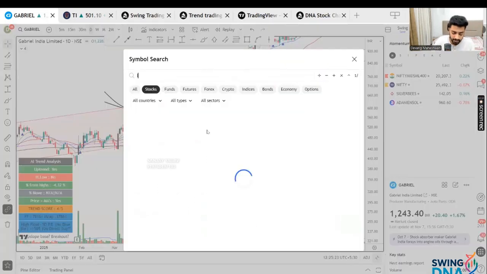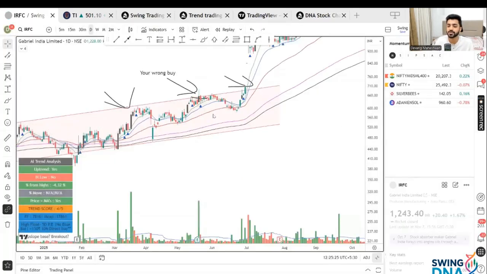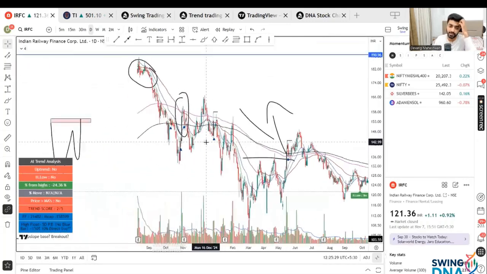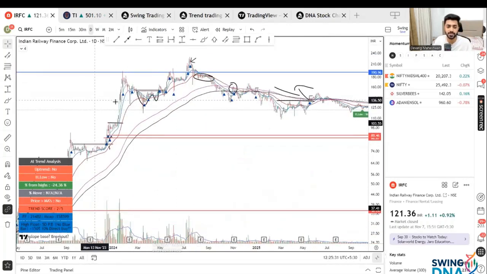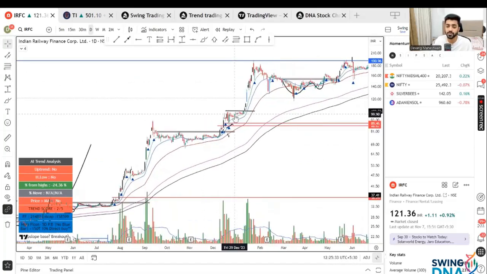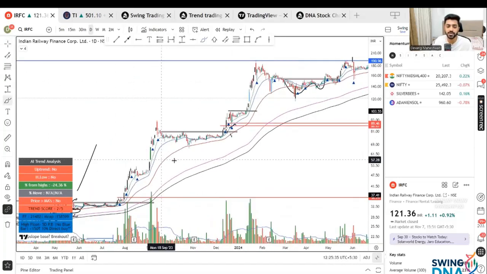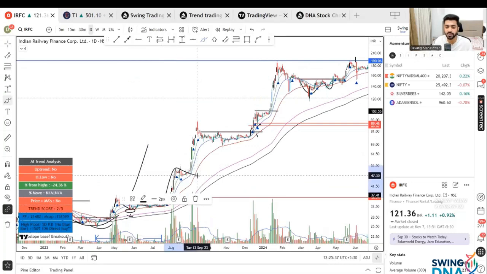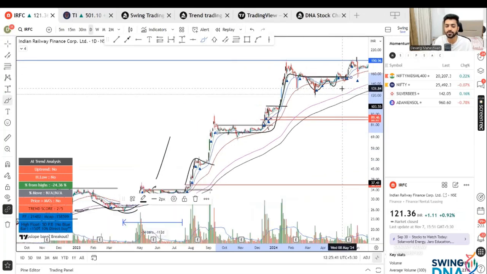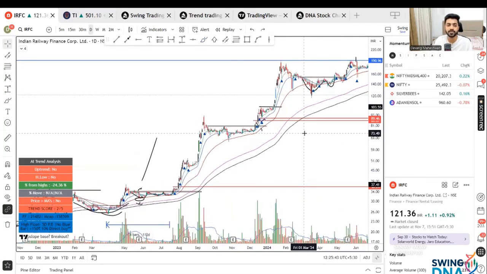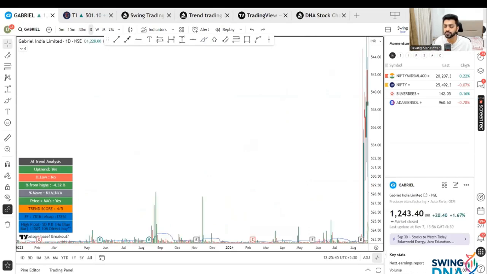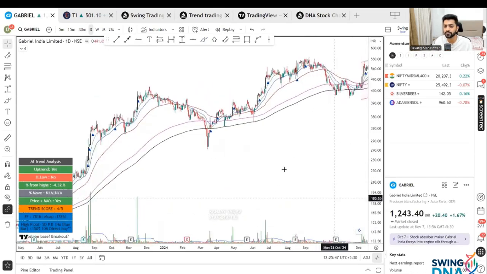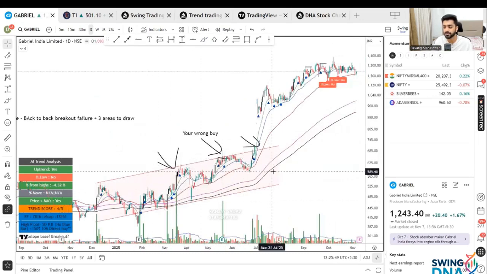What I need is a structure like these charts: IRFC, GRSE, then ADSL in the past, these PSU banking stocks in the past. Look, this is a staircase fashion. When it moved something, it went sideways, then moved, then went sideways. Not like this. Compare that to this one. A very slow mover. Slow mover.